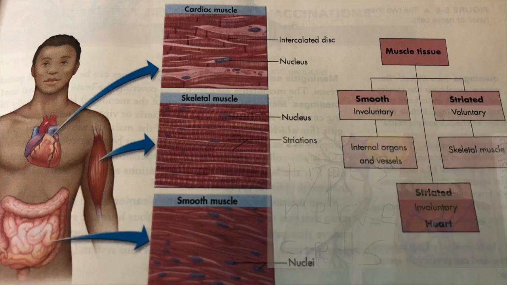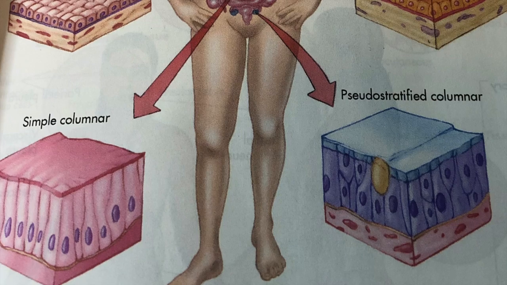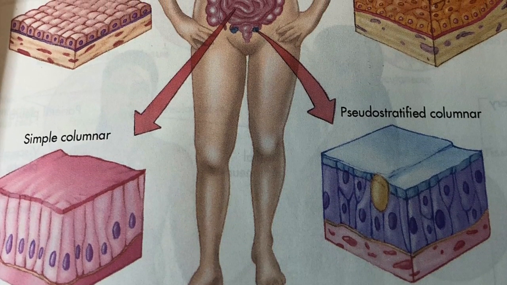4 different types of tissues. 4 different types, and you need depictions of them. First of all, you describe the structures and the functions of each tissue type.